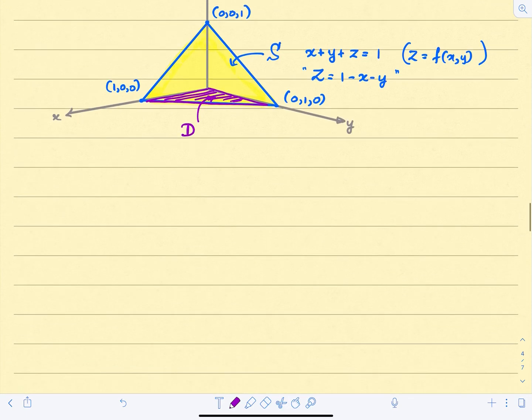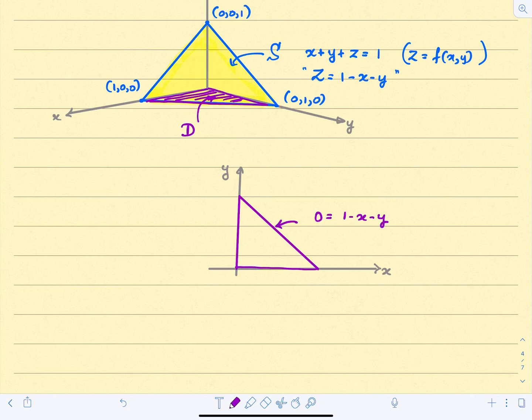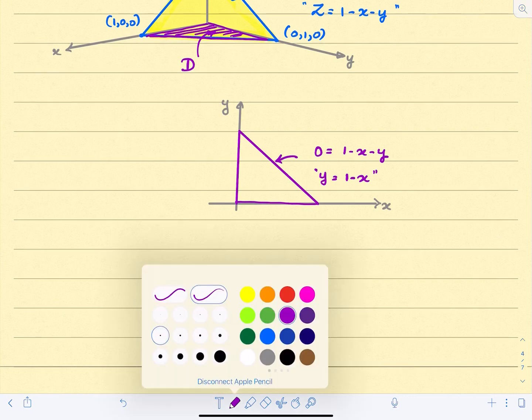Now if you look at your xy plane, you will see a right triangle like this, and the equation of this line should be, okay, now on the xy plane your z coordinate equals 0, so you have 0 equals 1 minus x minus y. This means y equals 1 minus x. This is your domain D.